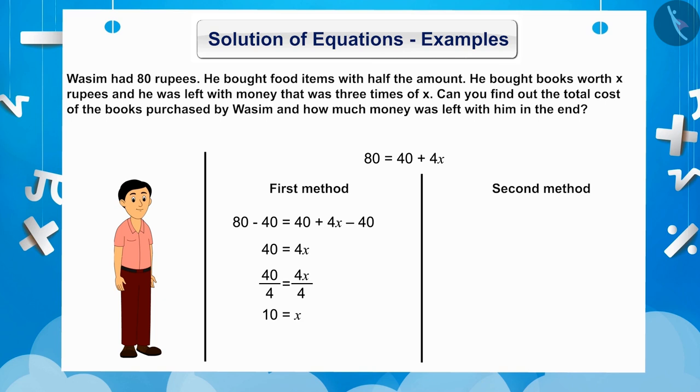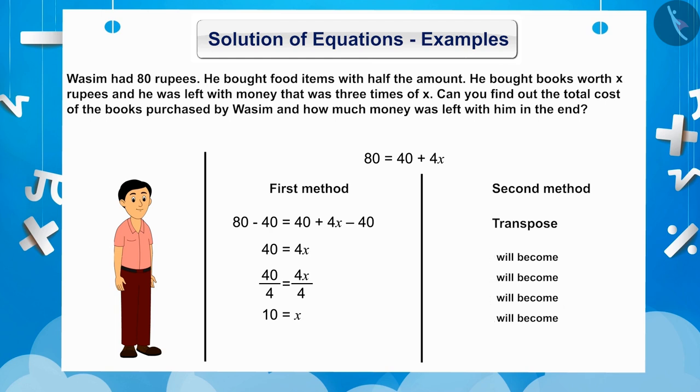Another way of solving the equations is to transpose the terms. That is, to take one term from LHS to RHS or from RHS to LHS. By doing this, the operations in the given equation are reversed, which means plus will become minus, minus will become plus, multiplication will become division, and division will become multiplication.